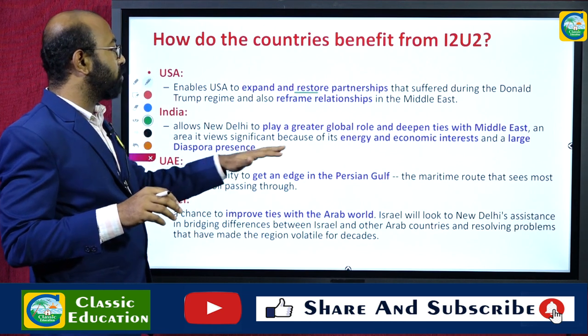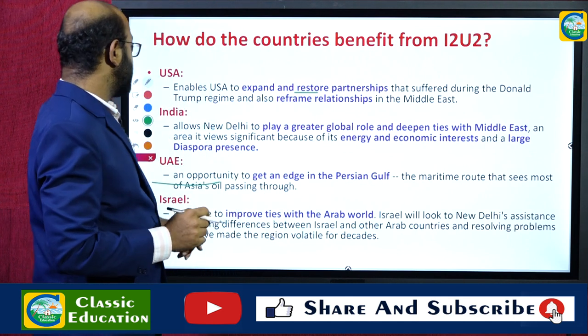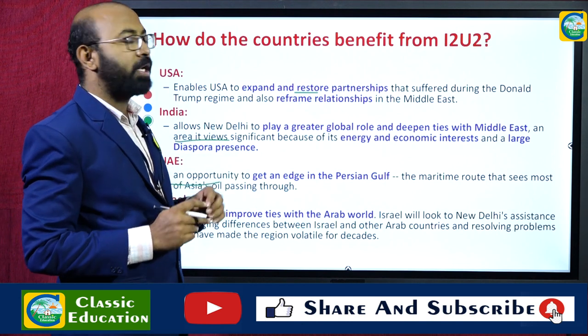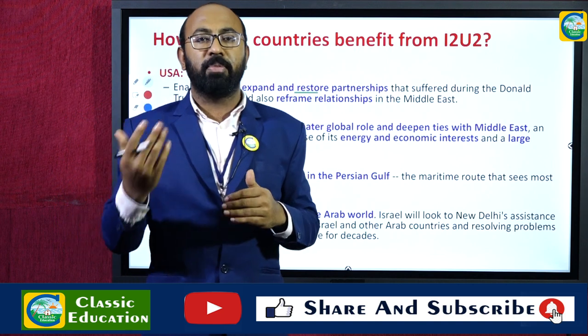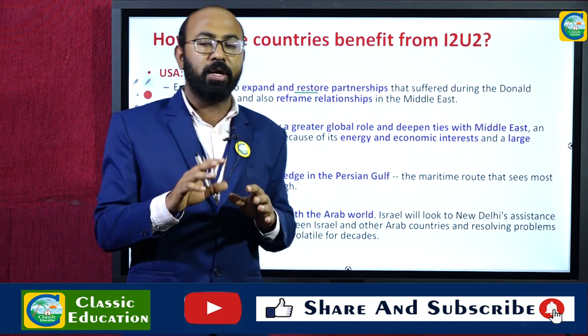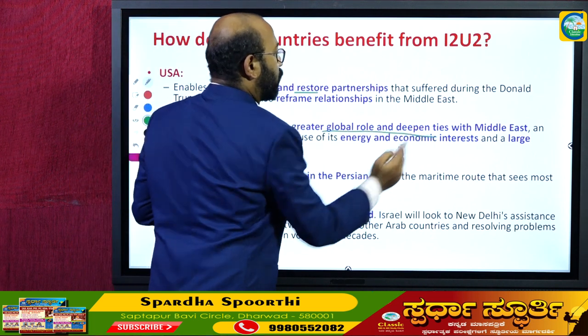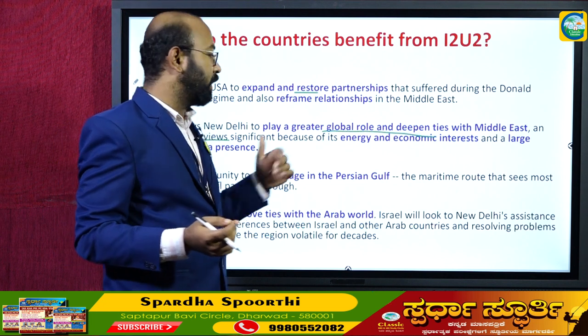This grouping allows India to play a greater global role and deepen its ties with the Middle East, an area it views as significant because of its energy and economic interests. Yes, so this grouping will enable India to cooperate more and more deeply. That means it will provide a deeper role for India to play in the region.